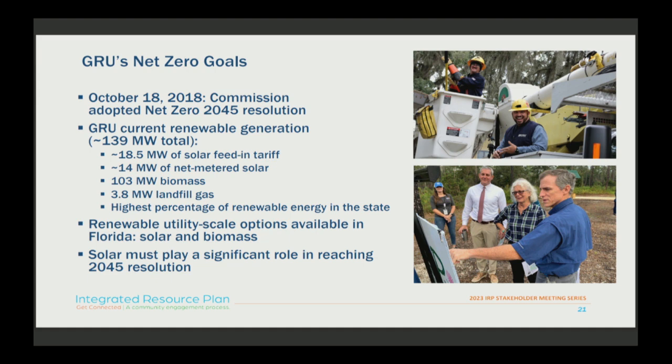When you look at renewable utility scale options available here in Gainesville, we basically have two. We have solar and we have biomass. So moving forward to these net zero goals, we've got to recognize that solar is going to play a significant part in that. And coupled with the solar, we have to make sure that we're paying attention to the reliability aspect of that as well, because of the intermittency that goes along with that.